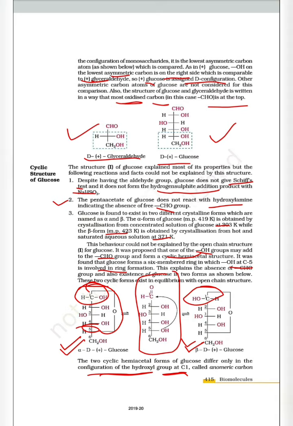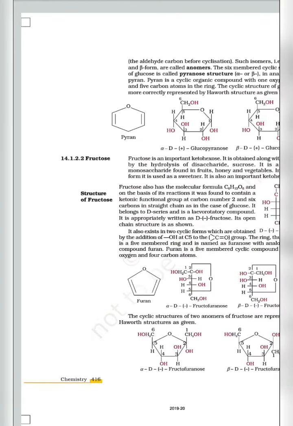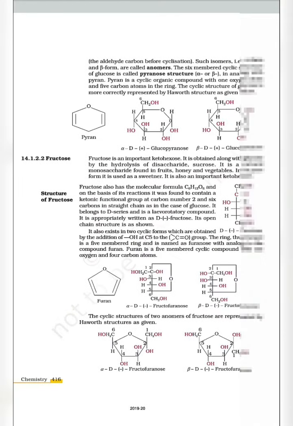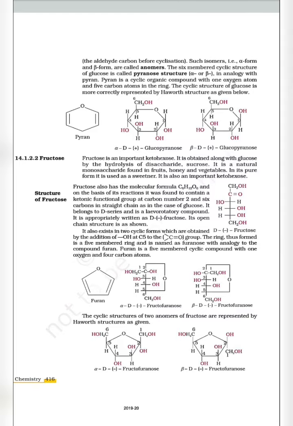So the first carbon is called the anomeric carbon. It is the aldehyde carbon before cyclization. Such isomers, that means the alpha form and beta form, are called anomers. The six-member cyclic structure of glucose is called pyranose structure in analogy with pyran.